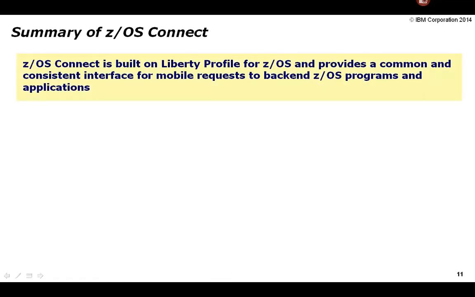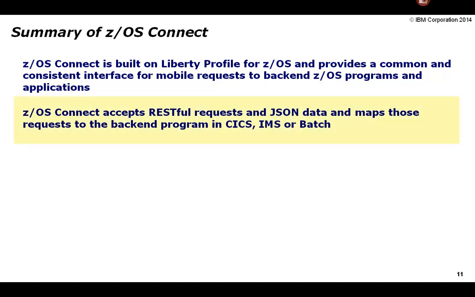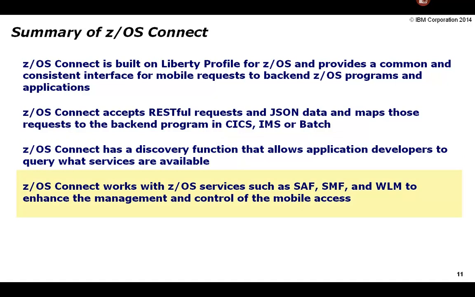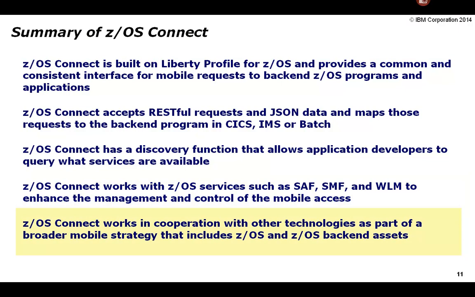z/OS Connect is software designed to run in Liberty Profile for z/OS and provide a standard and consistent way to access back-end z/OS programs. z/OS Connect has a RESTful interface and accepts JSON data. That makes it compatible with nearly any device or system out there. It has a discovery function that will provide a list of configured services as well as details of a given configured service. z/OS Connect works with z/OS functions such as SAF, SMF, and WLM. z/OS Connect works with other technologies such as Worklight or DataPower that are part of your broader architecture for mobile access to your z/OS programs and applications.